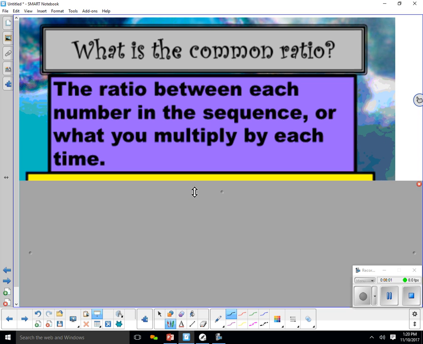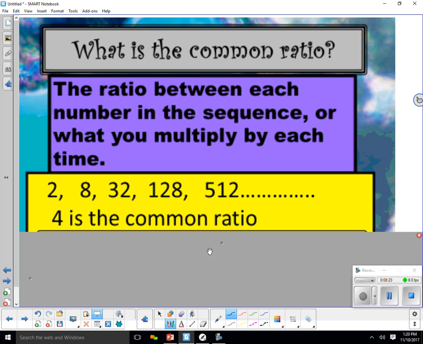It's always in terms of adding or multiplying. Now it says, what is a common ratio? The common ratio, okay, is the ratio between each number in the sequence, or what you're multiplying by. Okay? Now they use the word ratio because sometimes it does look like a fraction. Okay, so that's where the common ratio comes in. And then here was our pattern, our example. We had 2, 8, 32, 128, 512.